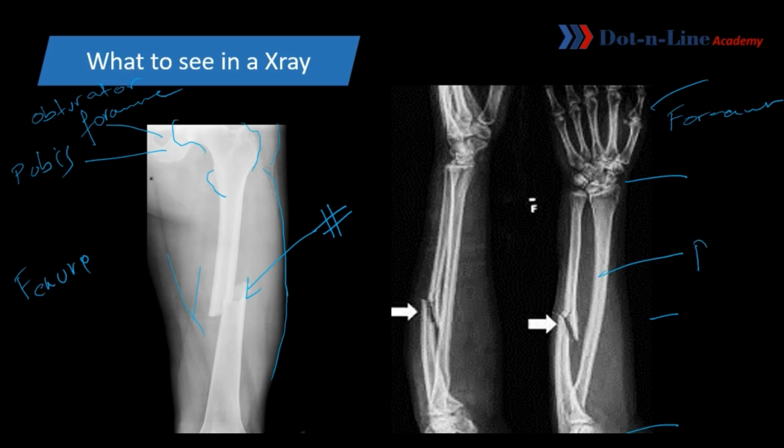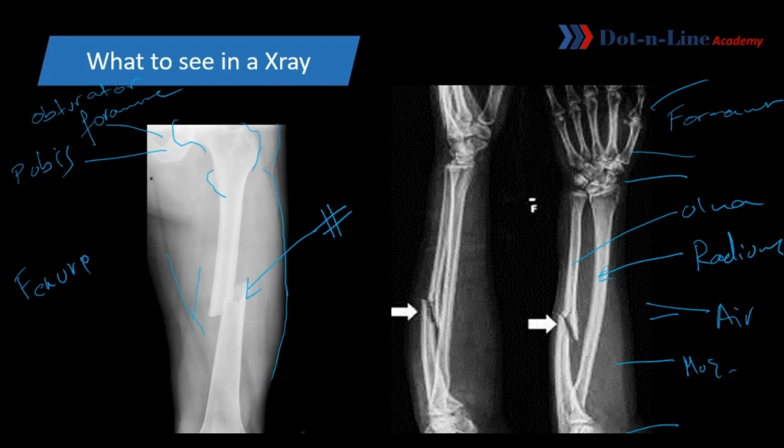This is radius. It is white, a bone. Okay, this is ulna, white bone. Okay, these are bones. These will be muscles. Gray in color, it will be air.